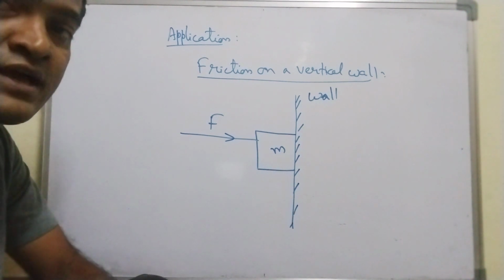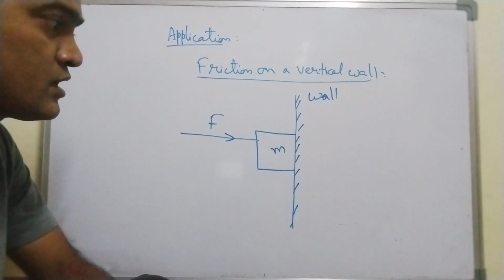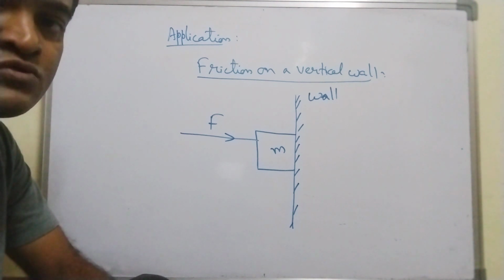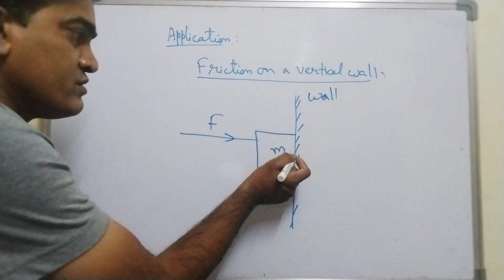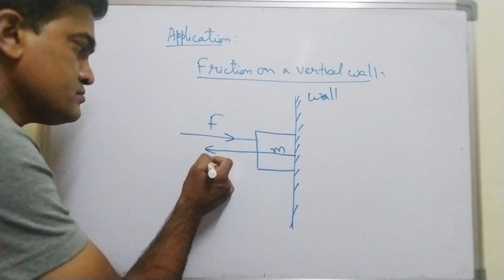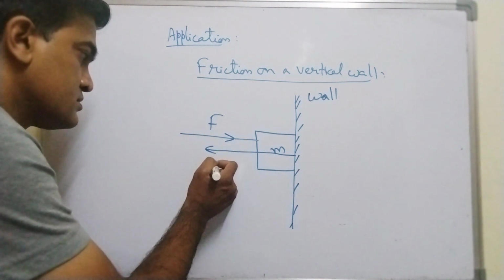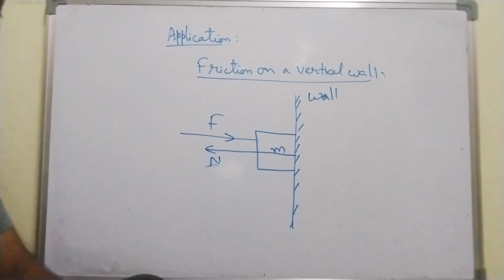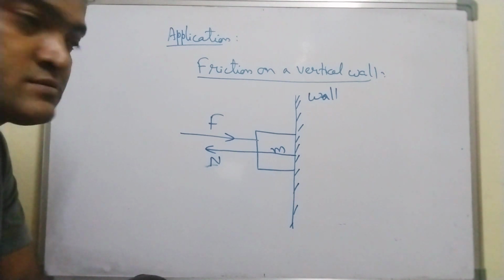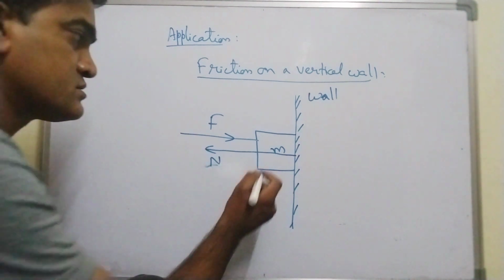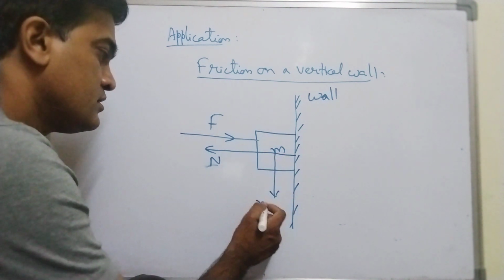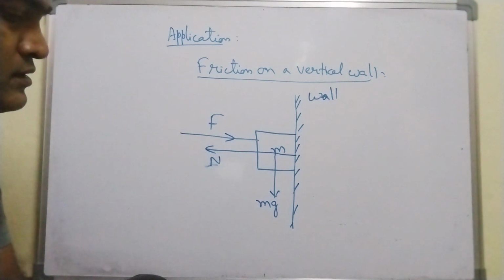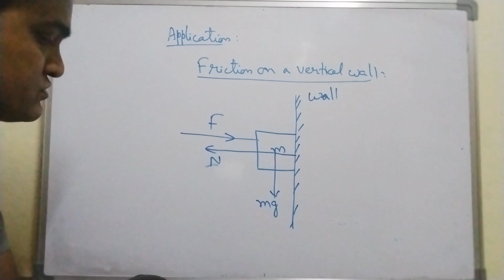How will the normal reaction act? How will the normal force act? Normal force is the contact force between the surfaces, and it is always normal to the surface. Normal force will be like this. This is the normal force. How will the weight of the block act? Weight always acts vertically downwards.